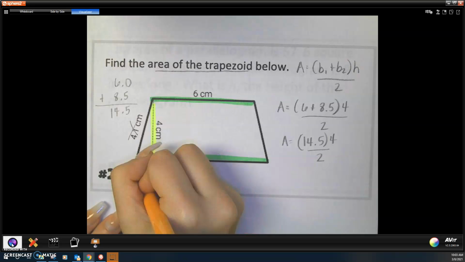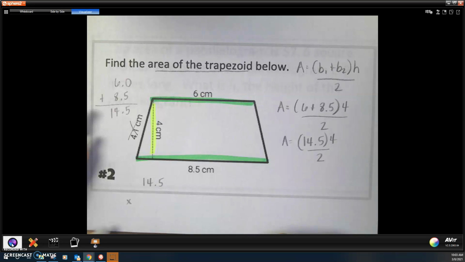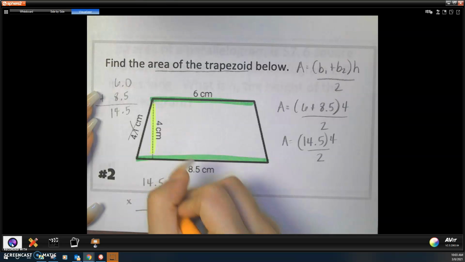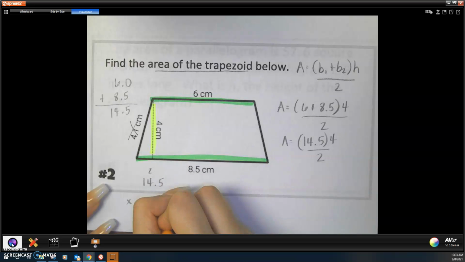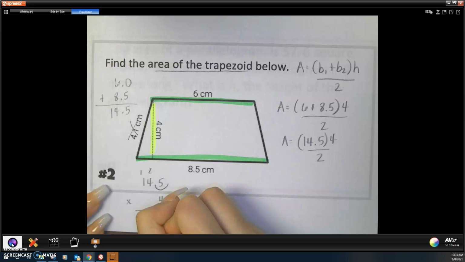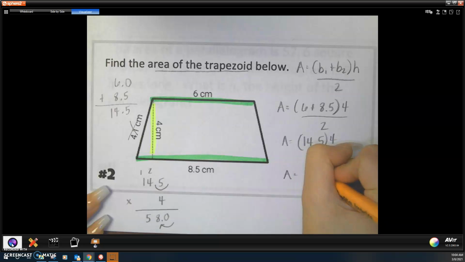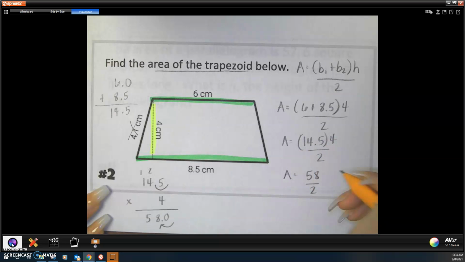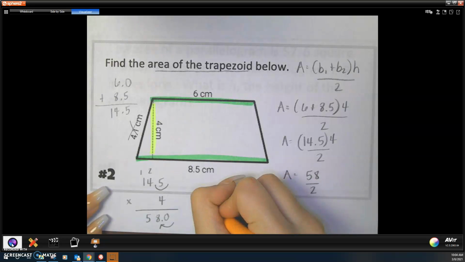So I'm going to do it down here. 14.5 times 4. Now we're multiplying with decimals, so we need to line up our digits. 4 times 5 is 20. Carry my 2. 4 times 4 is 16, plus 2, 18, carry the 1, and then 4 times 1 is 4, plus 1 is 5. And then don't forget, you need to move your decimal, so it becomes 58, and then we divide that by 2. And this is the exact same thing as a fraction. Top number goes in, bottom goes out.